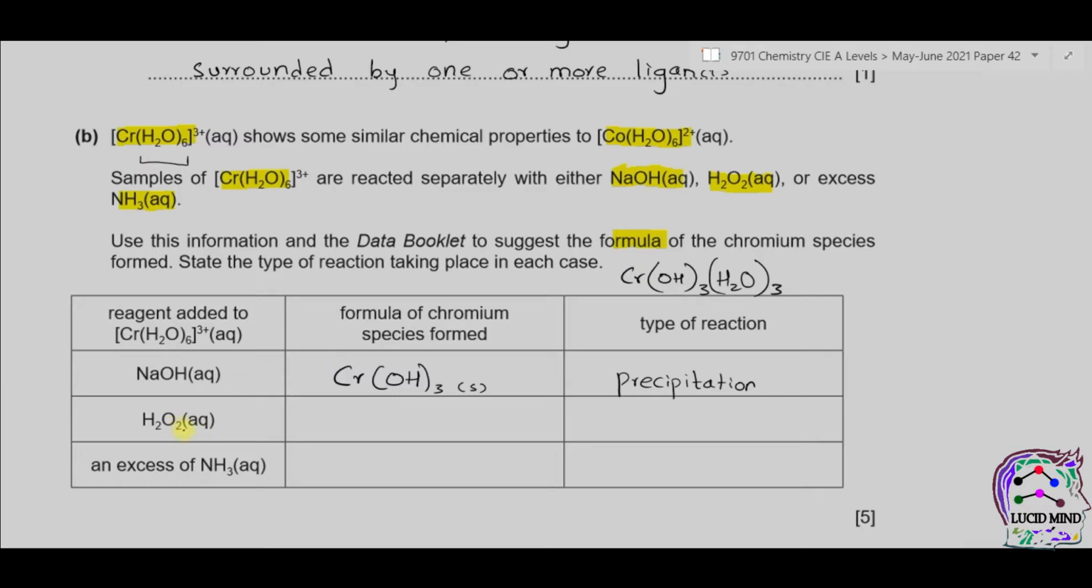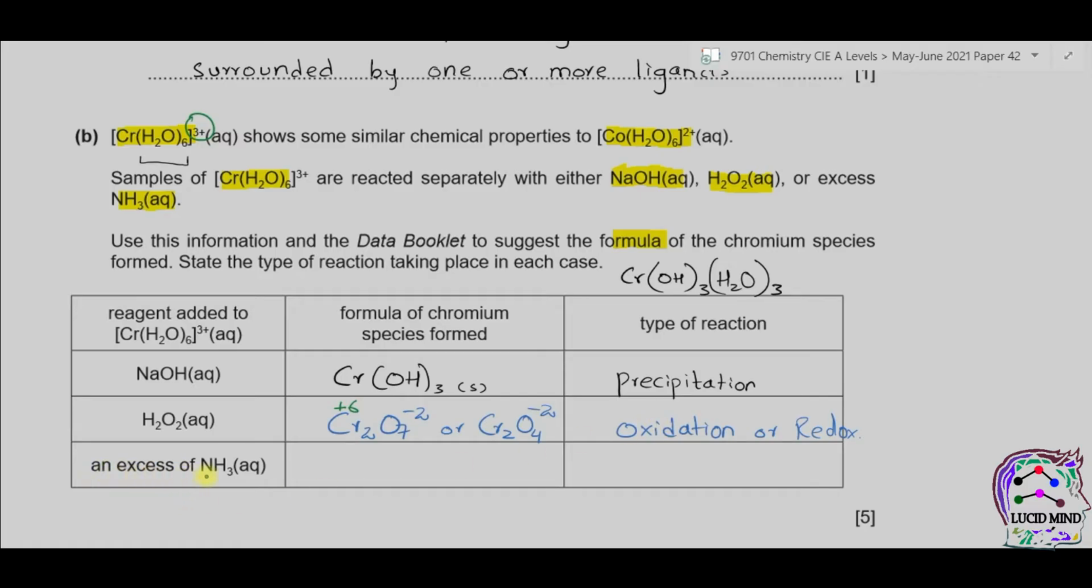Second part is H2O2, hydrogen peroxide. It can react with the chromium complex to form Cr2O7, or you can also write CrO4. And the reaction is oxidation, or you can also write redox reaction. This is because the oxidation state of chromium in this is +6, so it moves from +3 to +6, which is oxidation.